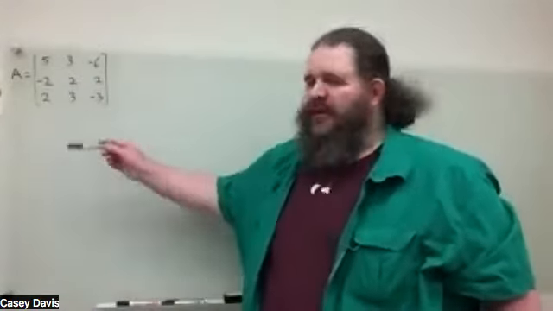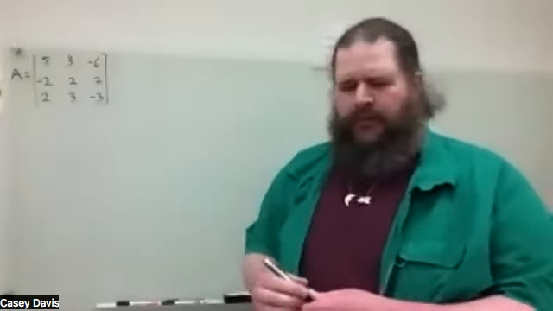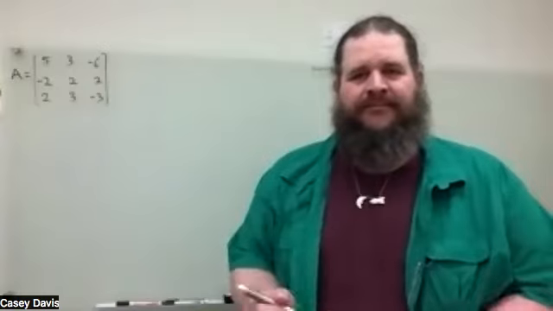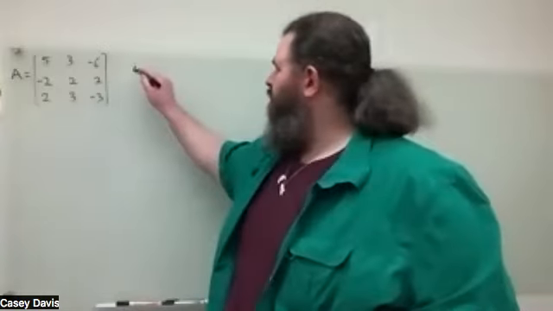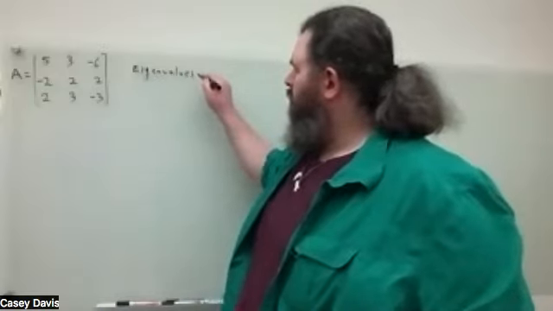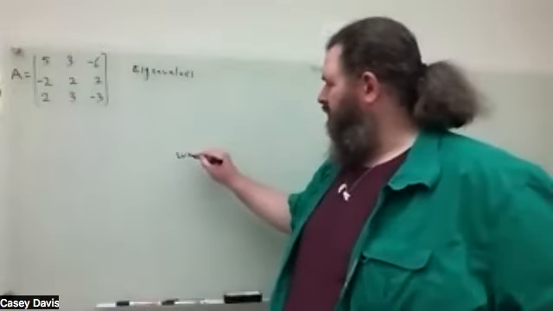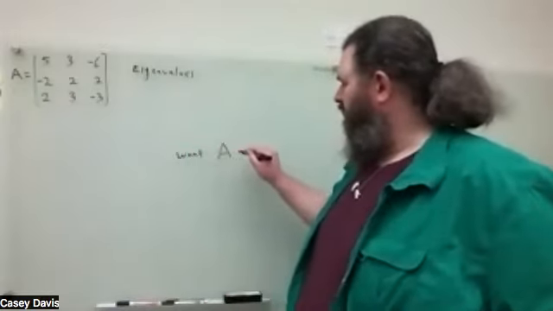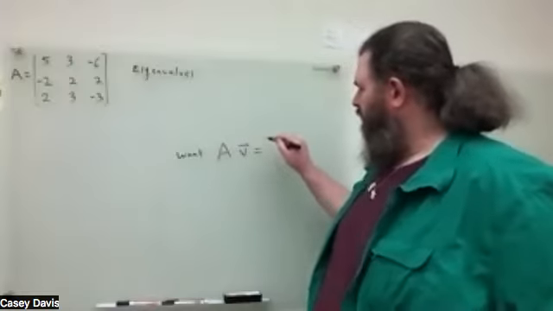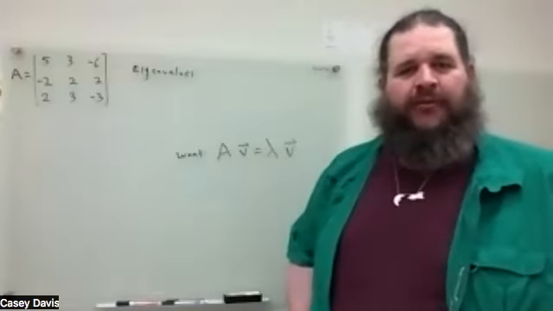So here's a 3 by 3 matrix. Let's say we're trying to find the eigenvalues and eigenvectors. What's our usual first step there? How do we start finding the eigenvalues? If ideally we want the matrix times some vector to equal a scalar times the same vector, how do we accomplish that? What would be a good first step?